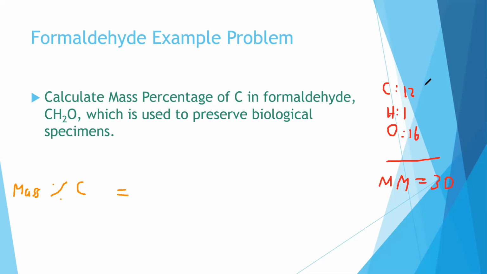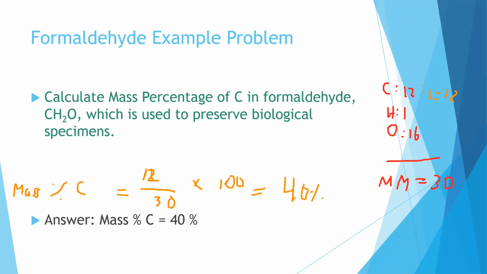It's the total mass of carbon, which is 12 times 1, which is just 12, over the total mass, which is 30, times 100. Sorry, this is a 12 right here. I have sloppy handwriting. And then once you get it, it's 40%. Yep. So that's good.